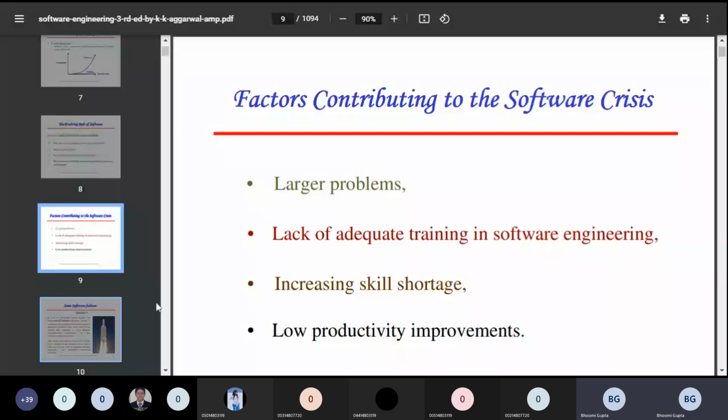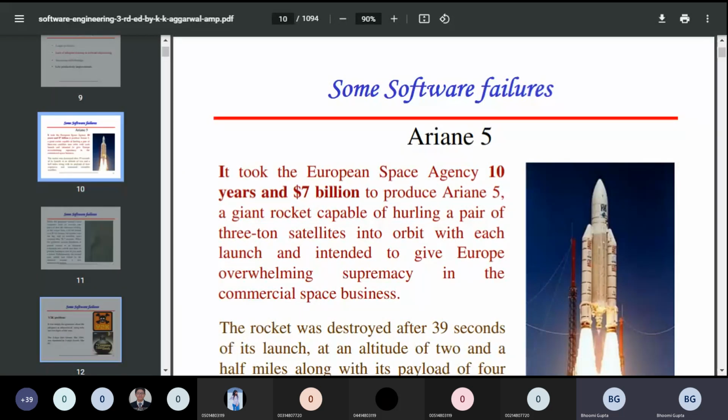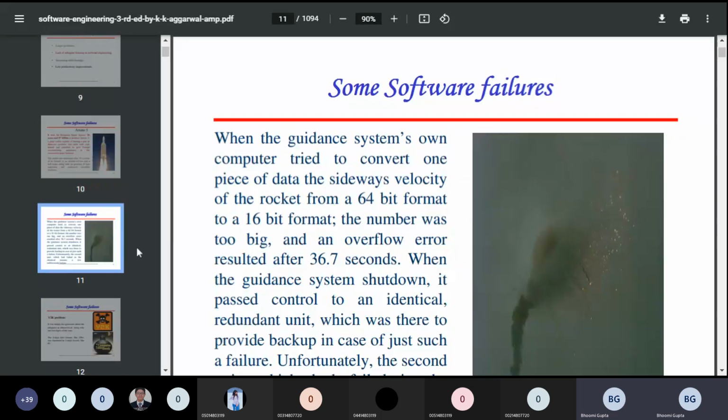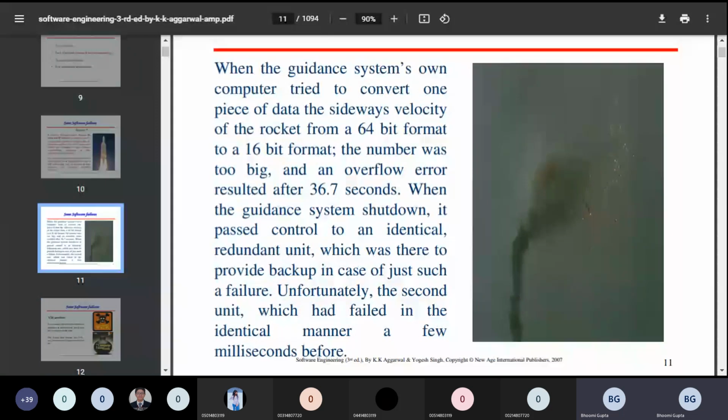Okay. And then we have some software failures that you can read on your own. I hope there's no problem. You can read how a small bug created a whole crash of the system over the globe, and we can see certain examples. I have quoted it down. Professor K.K. Agarwal has beautifully quoted it in the book, and you can see all these problems.